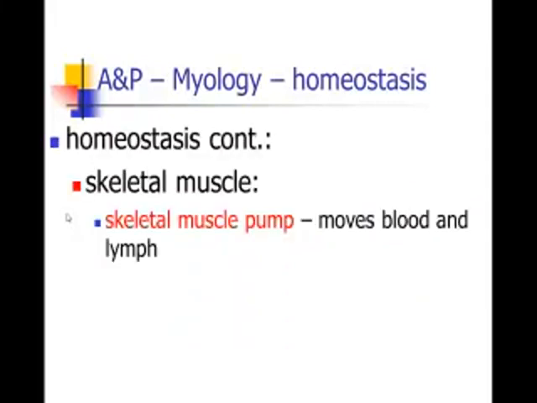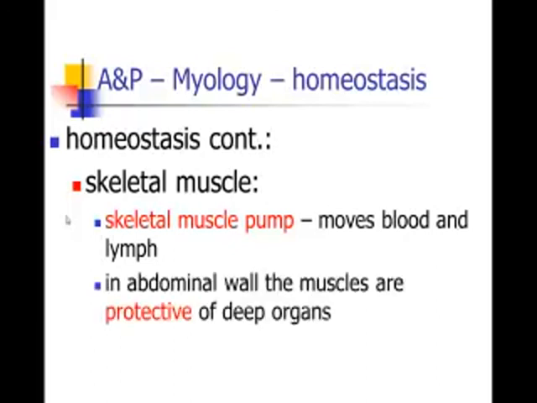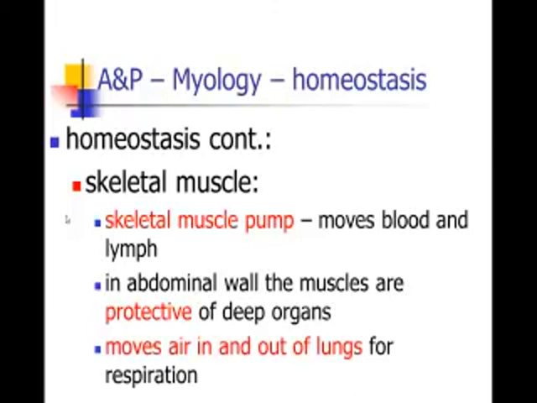The skeletal muscle is going to be important in a number of capacities. We talked about this already a little bit. We have the skeletal muscle pump, which moves the blood and lymphatic fluids through the body, or helps move it anyway, creates pressure gradients to allow for movement. The abdominal wall muscles are protective of the organs that are deep to the wall. It's going to create pressure that moves air in and out of the lungs for respiration.